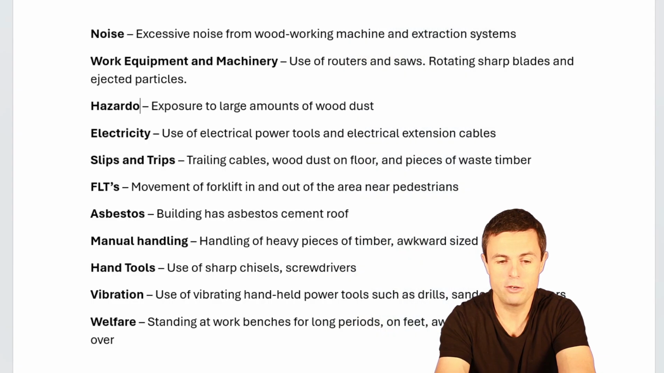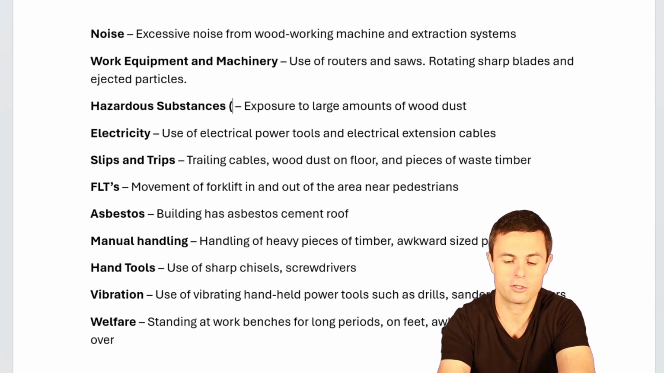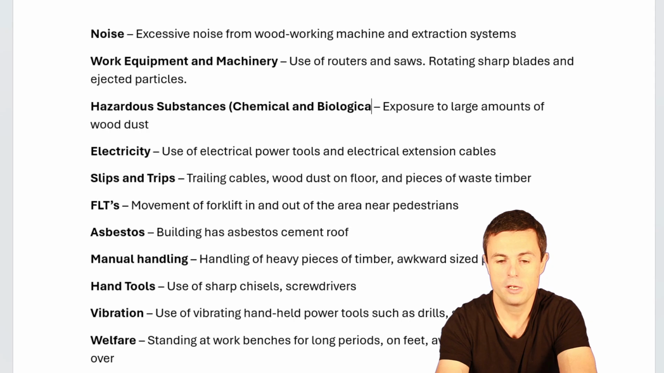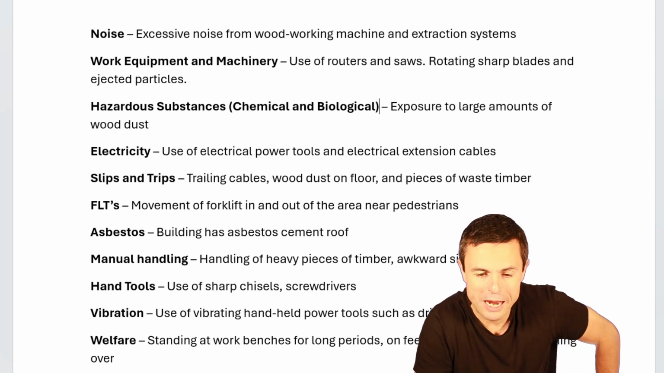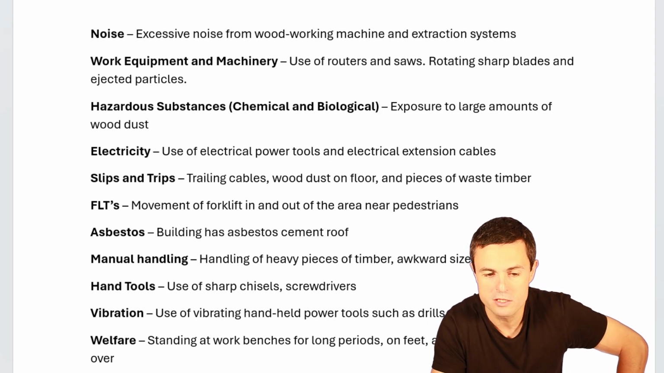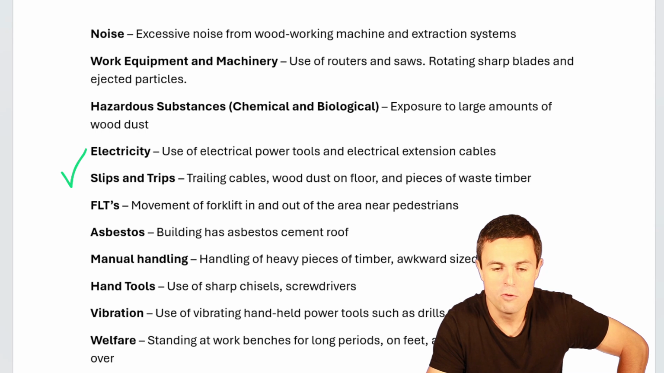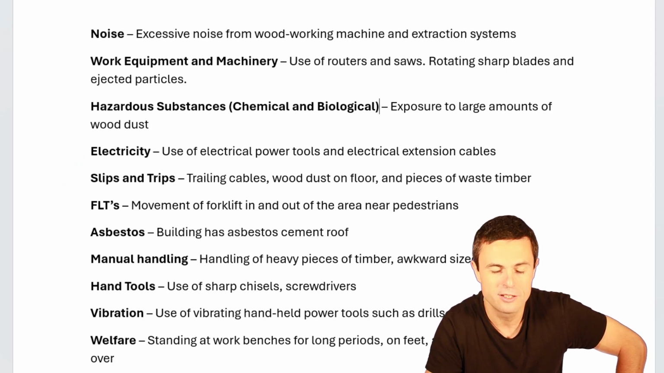So we would write down on here, hazardous substances. Right, that should do. In fact, you could go a little bit further if you wanted to and write down the full correct text. There we are, let's carry on. We've got electrical power tools. Yes, electricity, great. Trailing cables, wood dust on the floor, pieces of timber, slips and trips, fine. Movement of the forklift in and out of the area near pedestrians, FLTs. FLTs is not a hazard category.